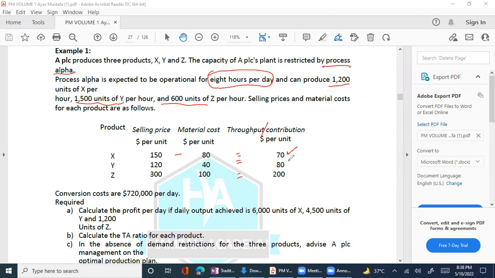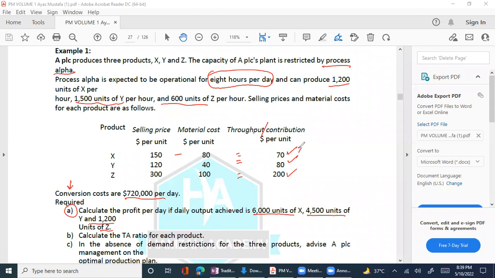So we will get the throughput per unit. Conversion cost: we know that costs other than material, that is labor expenses and overheads, are known as conversion cost. And this is 720,000 per day. Calculate the profit per day if the daily output achieved is 6,000 units of X, 4,500 units of Y, and 1,200 units of Z. So we need to calculate the profit per day.